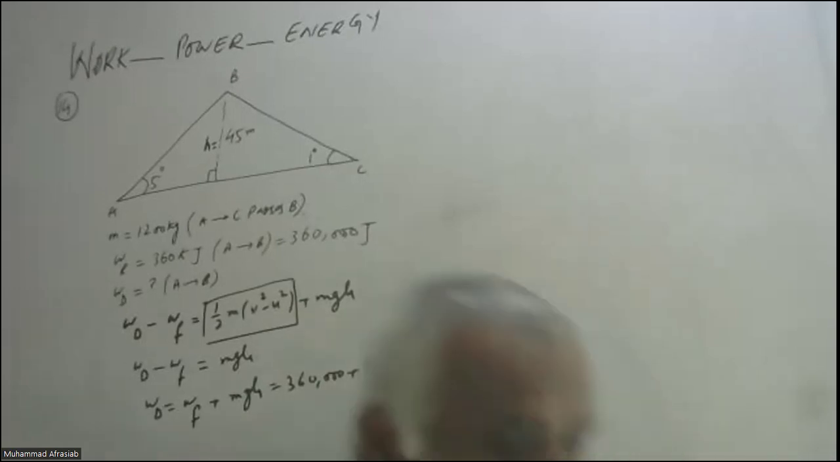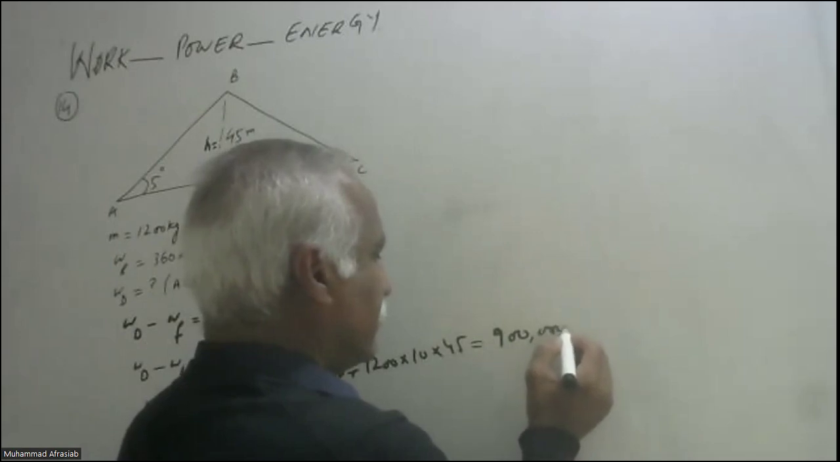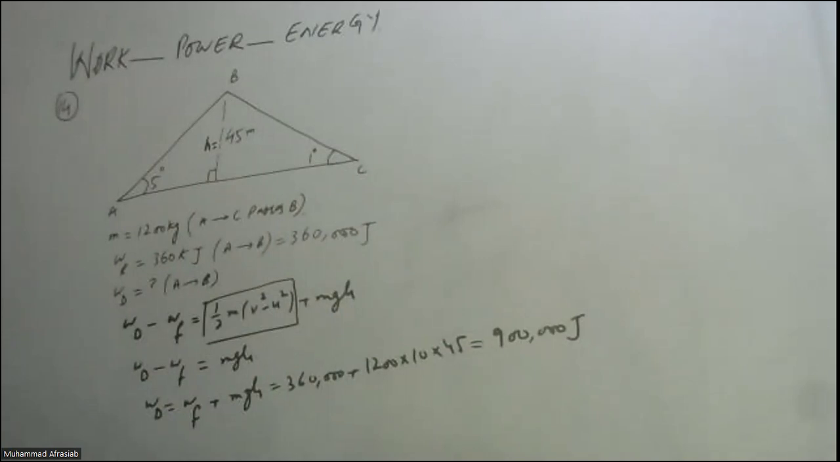And this value will be equal to 900,000 joules. So this is the work done by the driving force of the car when it travels from A to B at a height of 45 meters above the ground.